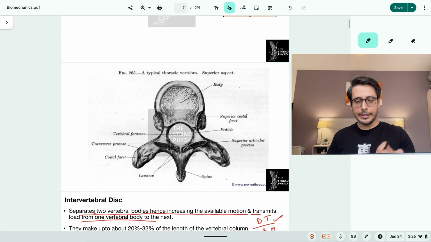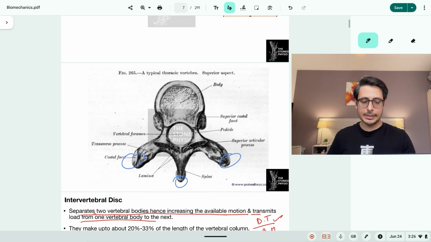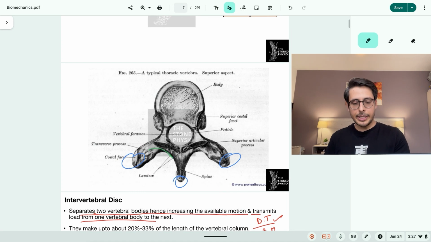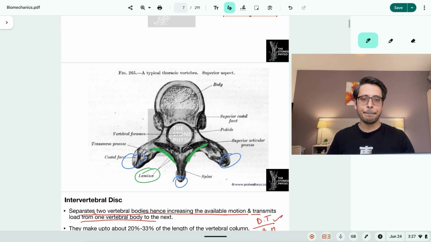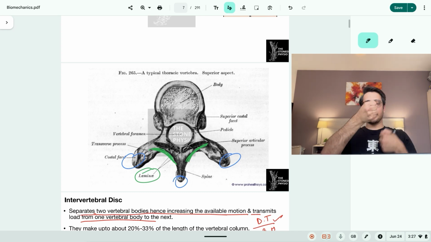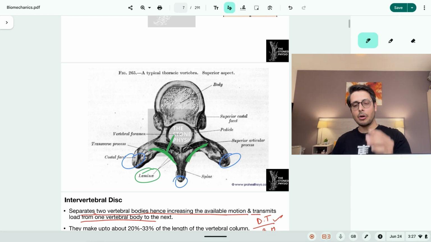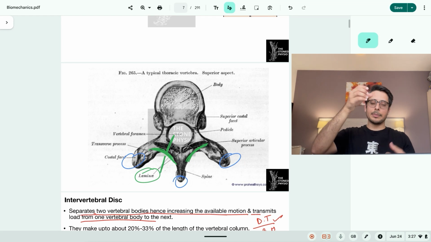Here we can see this is the spinous process and these are the transverse processes. Now the bridge, so let me change the color. Here the bridge between the transverse process and the spinous process, likewise the bridge here between the transverse process and the spinous process, this is called the lamina. And between each vertebra, it's the ligamentum flavum which attaches the lamina to the lamina of the vertebra above, and likewise it attaches to the lamina of the vertebra below.